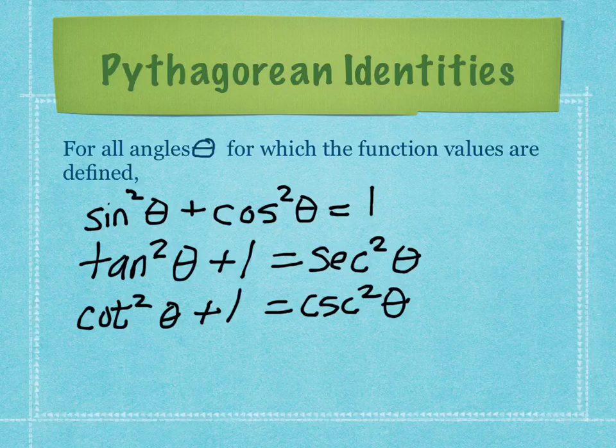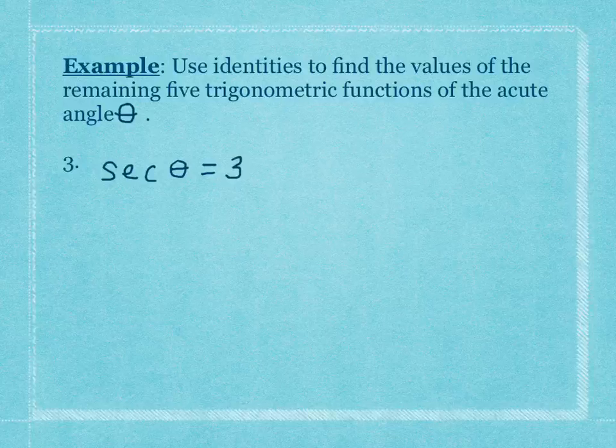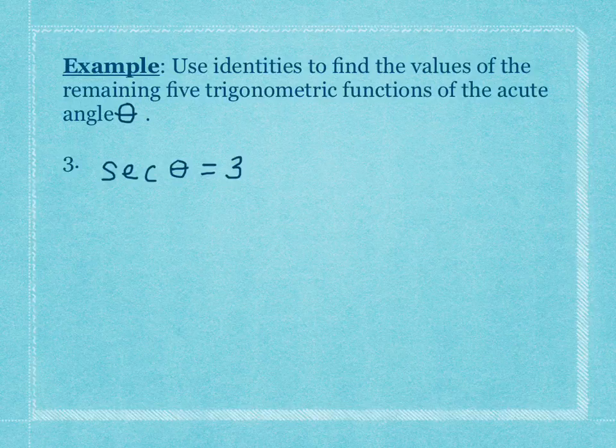Now, I want you to take a look at the next example. Problem 3. Unfortunately, it's been 2 days, but we did problem 3 last time. And when we did problem 3 last time, we did it with triangles. Do you remember doing that? And I created a triangle so that it actually fit the description that secant of theta is equal to 3, and we found the opposite and the hypotenuse and the adjacent sides, and we went from there. Okay? That is not the only way of doing this problem. So I want to show you another way of doing the problem.